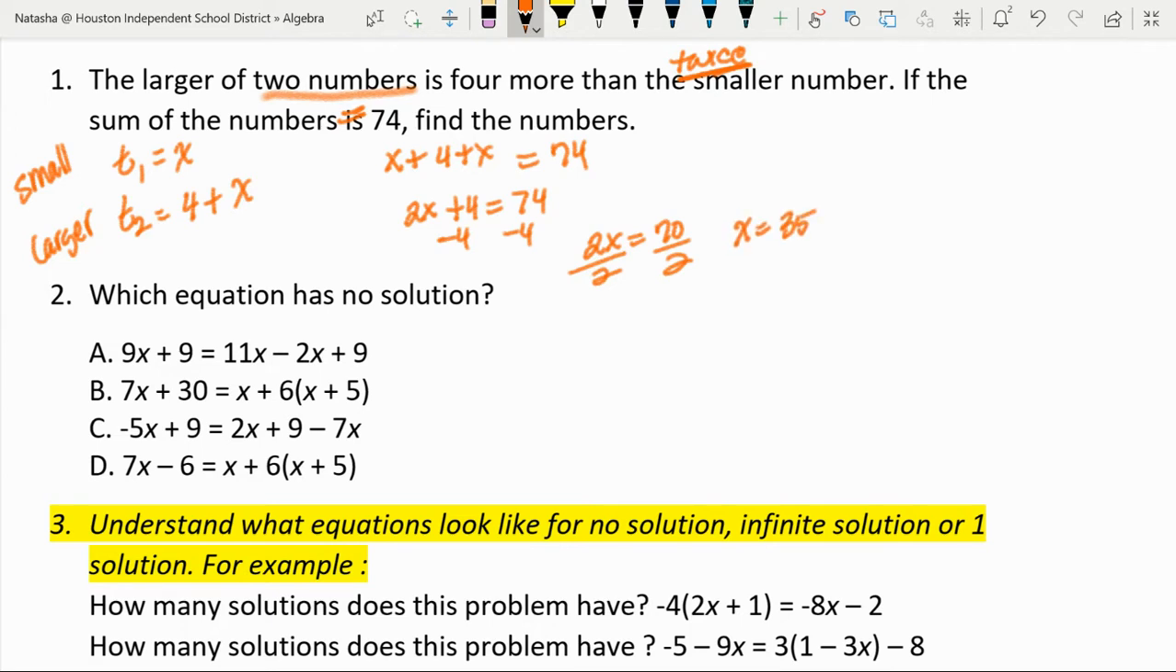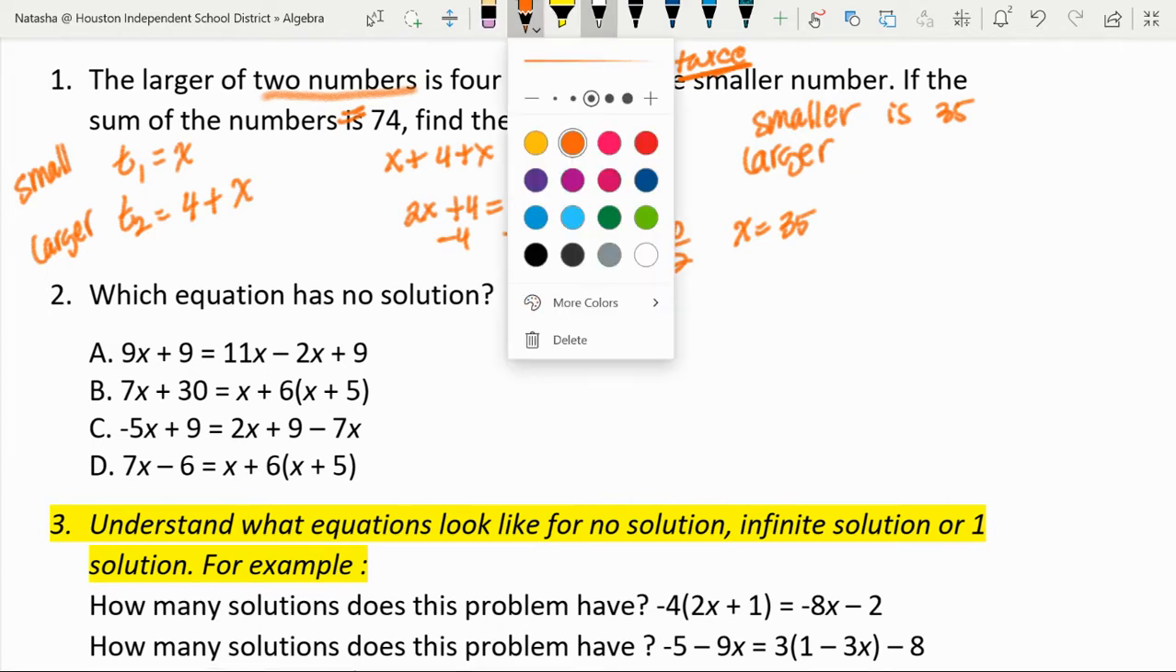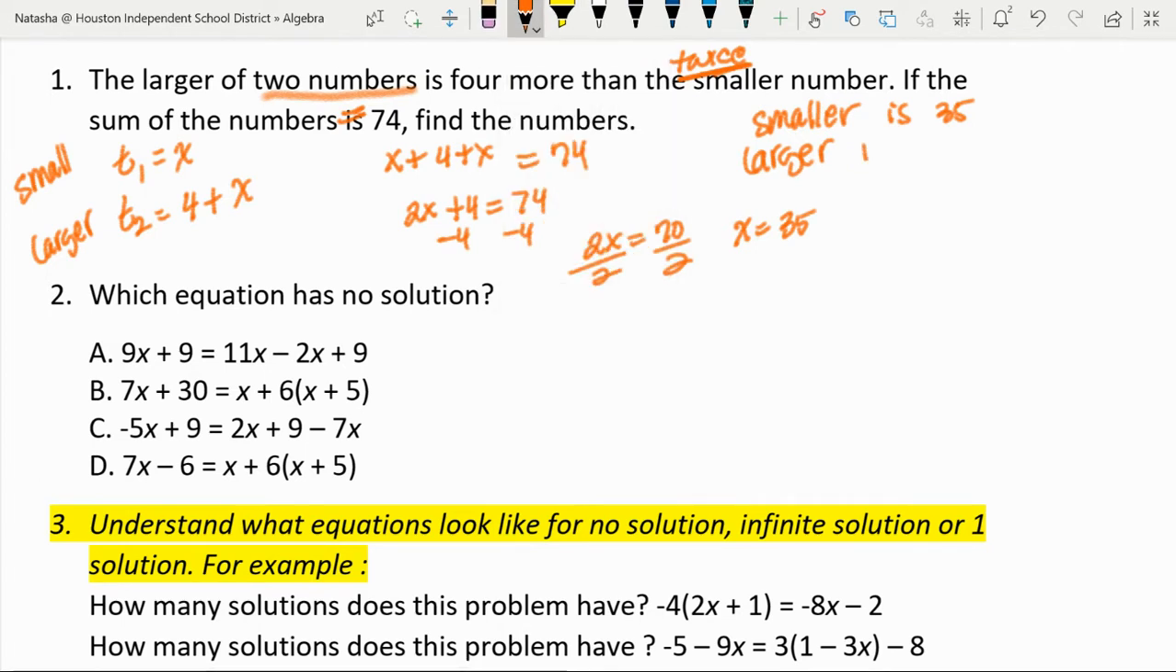So we need to be careful. The smaller number is 35. And if we were asking for the larger number, that would be 35 plus that 4 that we said there, so the larger number is going to be 39. So our numbers are 35 and 39. Here in this situation, we were asking for the numbers, but I might be asking you for the larger of the two numbers.